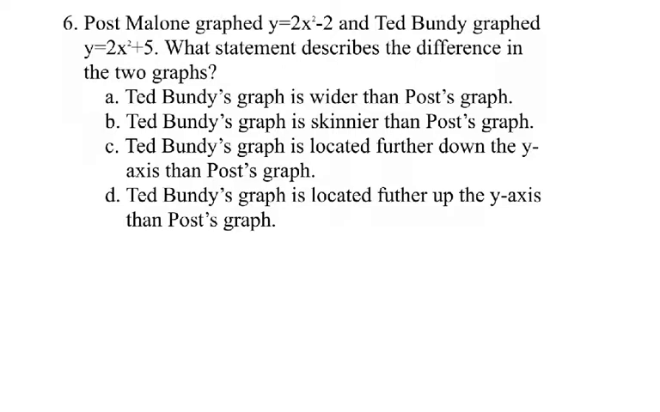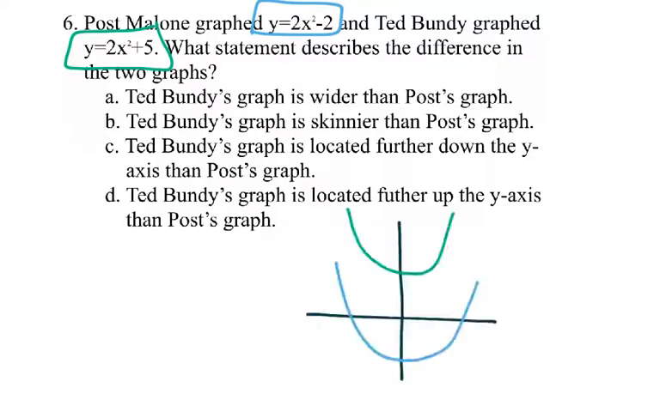So they graphed these two functions. Got this one in blue, got this one in green. What statement describes the difference in the two graphs? So I want you to graph both of those in Desmos and pause the video and actually do it in 1, 2, 3. So that's a really awful picture, but you can see that the blue one is definitely lower on the y-axis and the green one is definitely further up. So Ted Bundy's graph is located further up than Post's graph. And that's how you do that. You just graph them and you compare the answers.